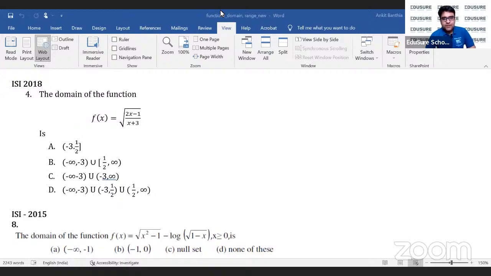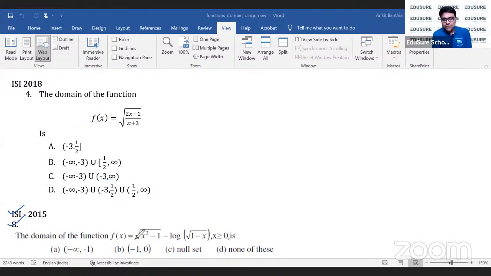Right. Okay. I have ended the poll and each of you have participated. So let's do the problem. ISI 2015 question number 8. Majority of you have said C. Let us see whether C is the answer or not.